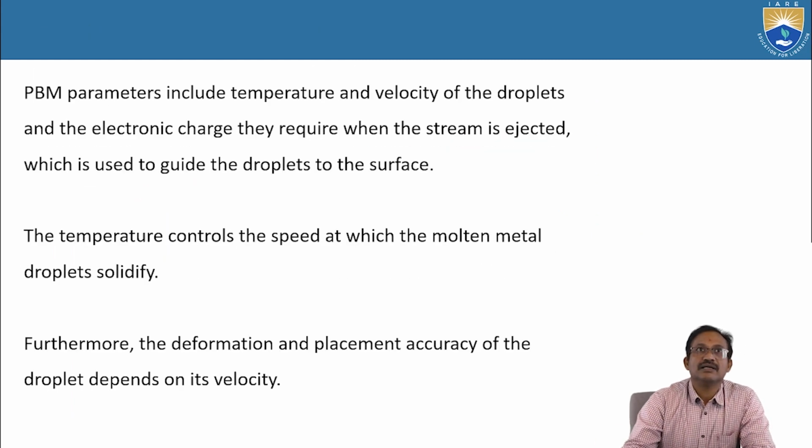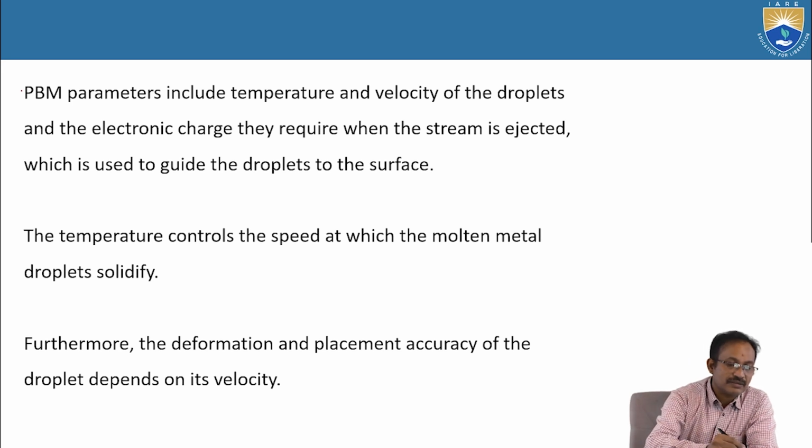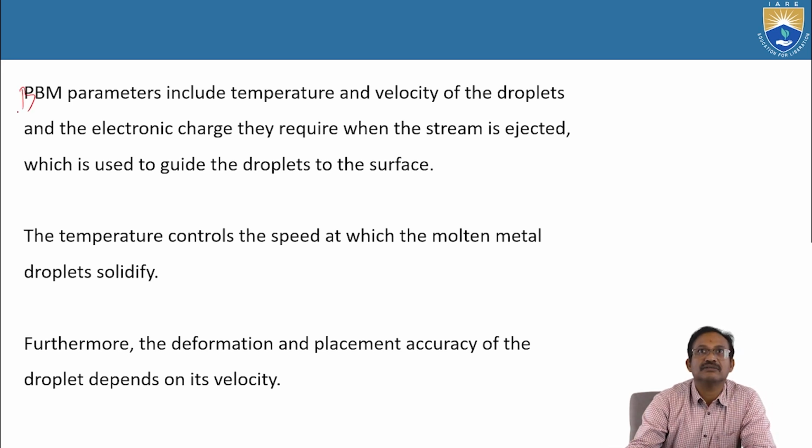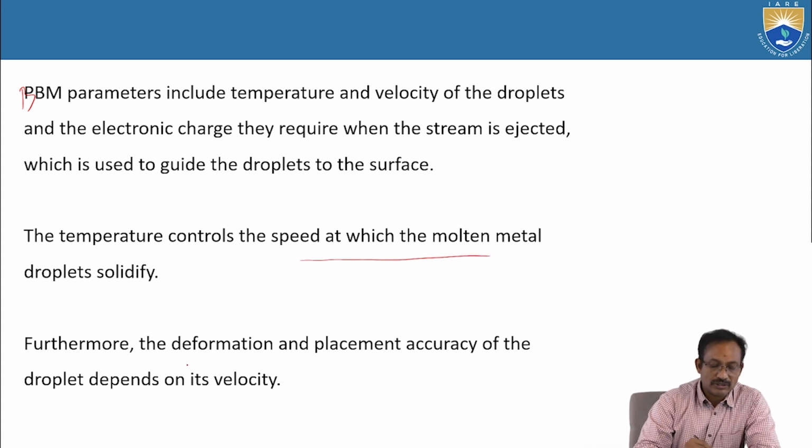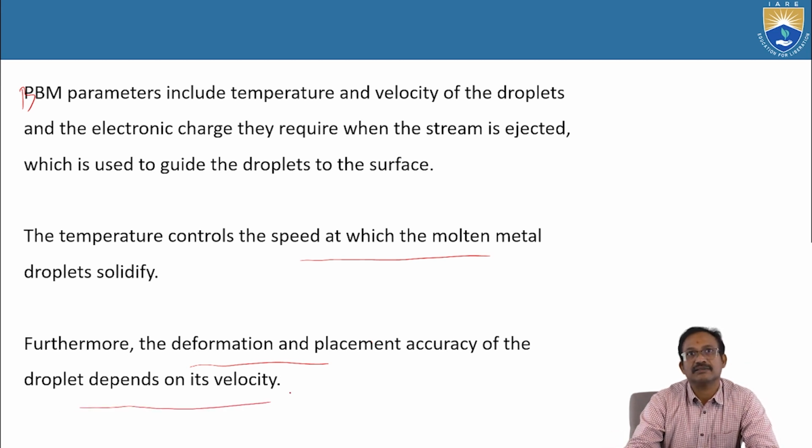See here in BPM, parameters include the temperature and velocity of the droplets and the electronic charge they require when the stream is ejected, which is used to guide the droplets to the surface. The temperature controls the speed at which the molten metal droplets solidify. Furthermore, the deformation and placement accuracy of the droplets depends on their velocity.